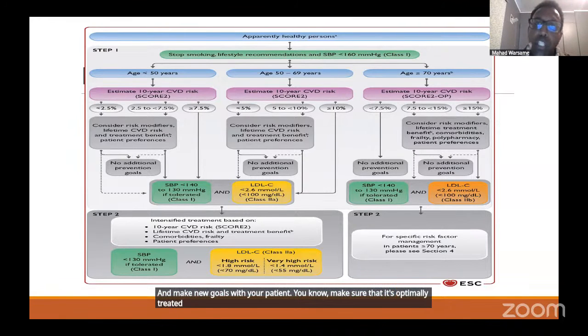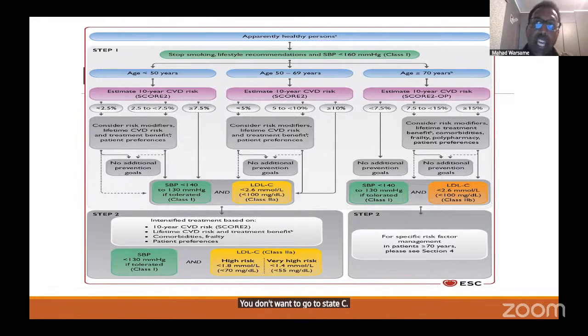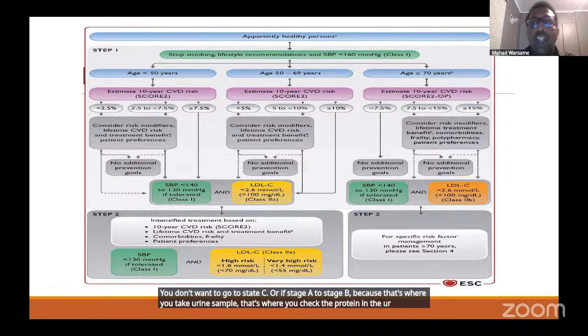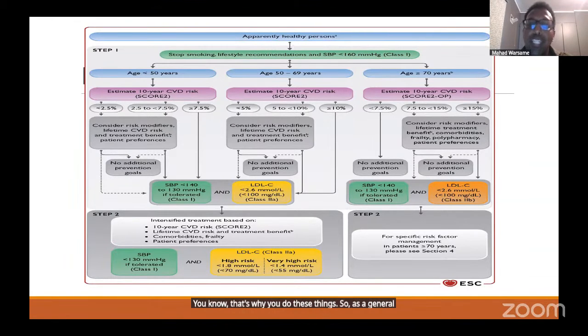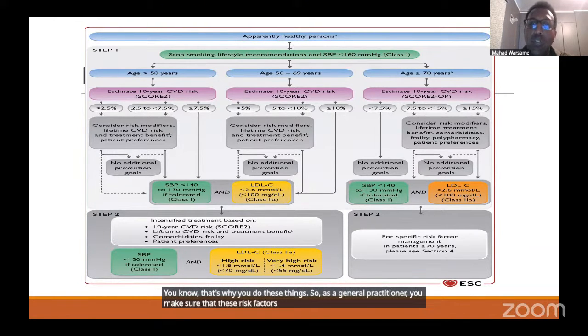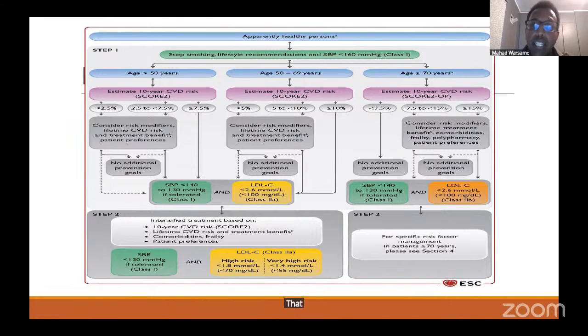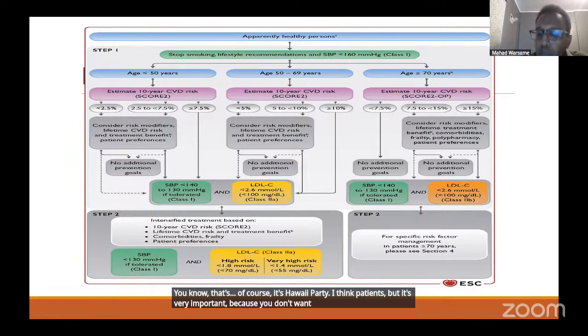You don't want him to go from stage B to stage C, or from stage A to stage B. That's why you take a urine sample, and check the protein in the urine to check if there is injury. That's why you take an ECG to check if it's atrial fibrillation or hypertrophy. That's why you do these things. So as a general practitioner, you make sure that these risk factors are controlled, so that he doesn't develop heart failure in 5 or 10 years. It's very important because you don't want a progression.